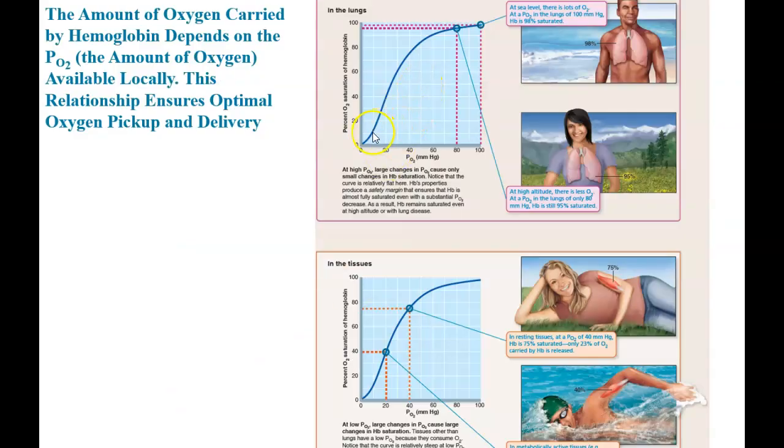So moving to the right would just mean that the curve would slightly move this way. And to the left would just be to the left of this one here. So shifting to the right just means that the hemoglobin has less affinity, or a decreased affinity, for oxygen. And shifting to the left would just mean that it has an increased affinity for oxygen.